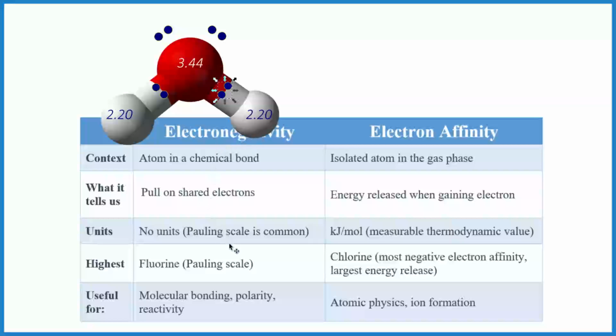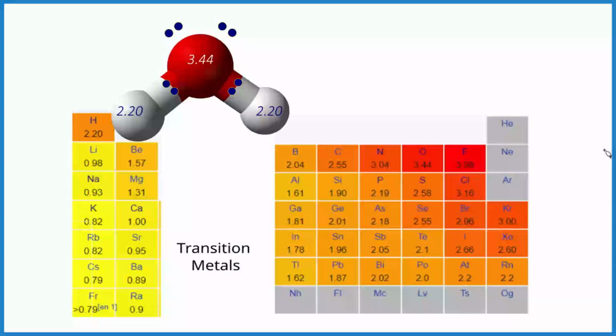There aren't any units with electronegativity. It's a relative scale. Most often it's the Pauling scale. So let's look at that here on the periodic table. Fluorine is the most electronegative. So basically the Pauling scale said fluorine's the most and we compare everything to it. That's why we don't have units.